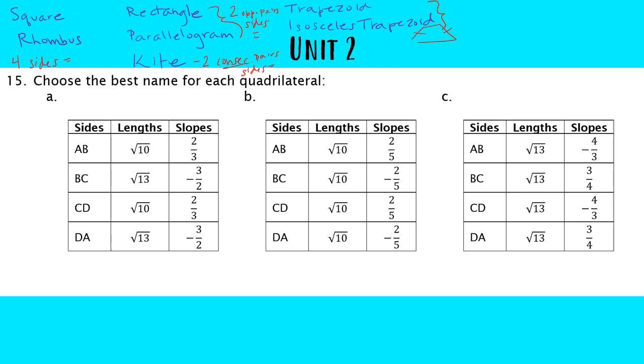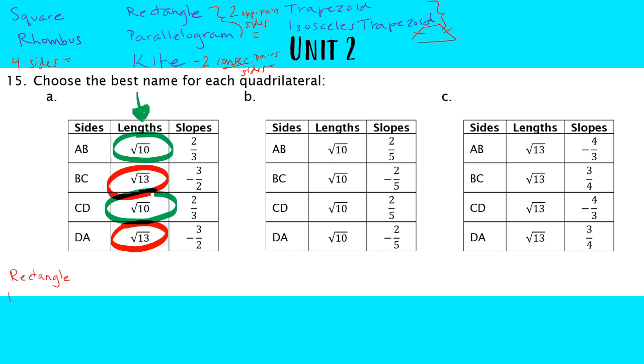All right, so as you go through these classification problems, you're going to do them in 2 different steps. The first step you're going to do is you're always going to look at the lengths of your sides first. So when I look at the lengths of the sides, I notice that I have 1 pair of sides that is the square root of 10. I also have a second set of sides that has the lengths of square root of 13. So right now I know that I have two pairs of equal sides. And I know that if I have two pairs of equal sides, that means that it could be a rectangle, it could be a parallelogram, or it could be a kite.